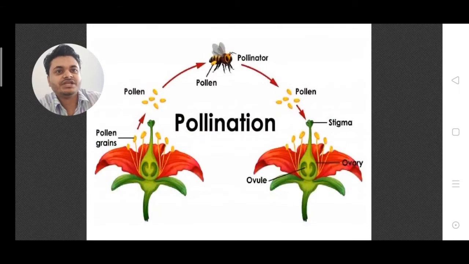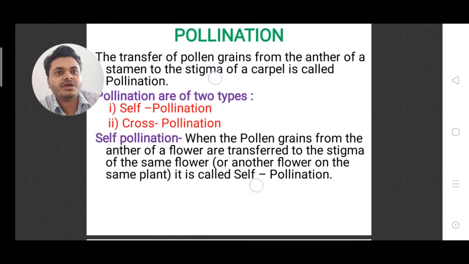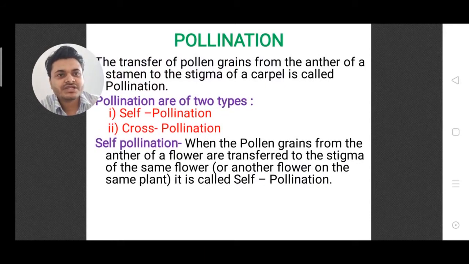Now what is pollination? The transfer of pollen grains from the anther of a stamen to the stigma of a carpel is called pollination. So again I repeat, the transfer of pollen grains from the anther of a stamen to the stigma of a carpel is called pollination. Pollination is of two types: one is self-pollination, another is cross-pollination.